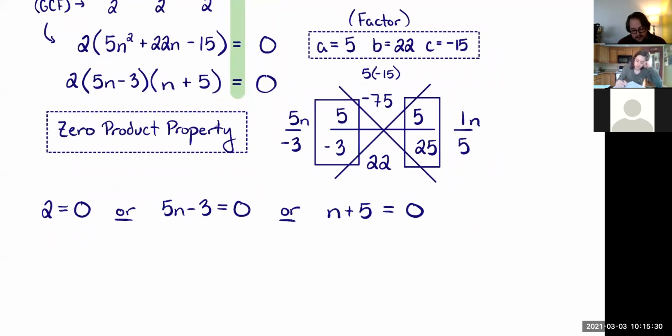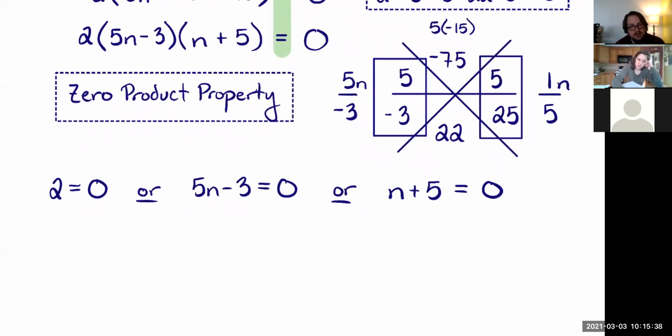How would you solve the first? You just divide 2 by both sides? Well, sure, then you'd get 1 equals 0. Still feels kind of wrong. 2 times 0? What's that? Can you do 2 times 0?